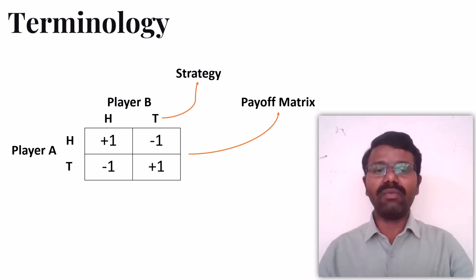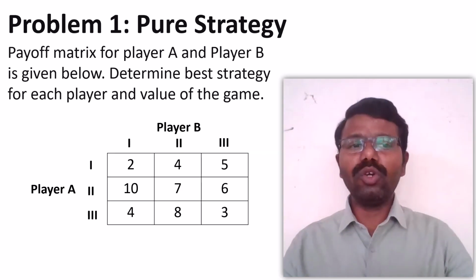This problem we will solve another time, but let us see some problems based on the three different concepts we have seen in the previous slide: the pure strategy, mixed strategy, and then the dominance property. One by one we will see the problems. The first one is the pure strategy problem. The problem is given like this: a payoff matrix for player A and player B is given below.